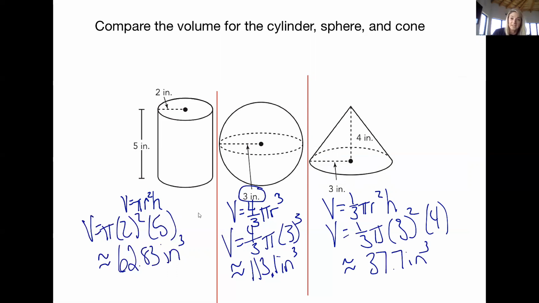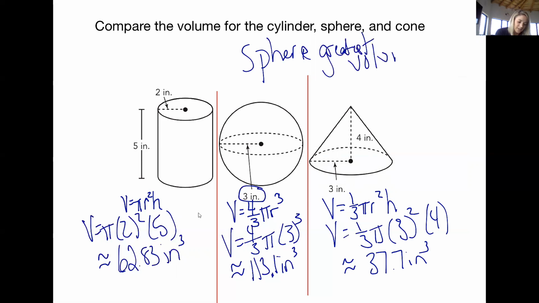So if I'm looking at this and I want to list them from greatest to least, the sphere has the greatest volume, and the cone has the least. And that cylinder falls right in between the two. So that's one type of problem that you may encounter where you're comparing 3 different dimensions, and you'll need your 3 different formulas to figure that out.